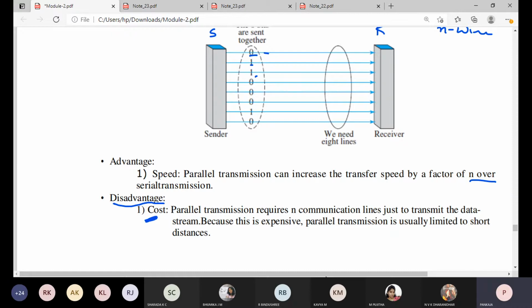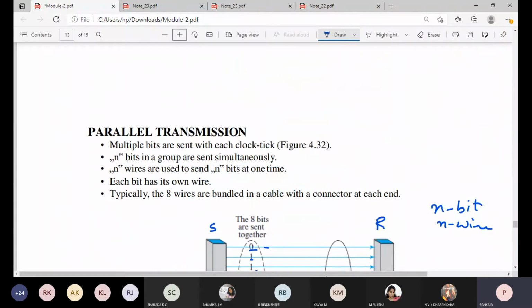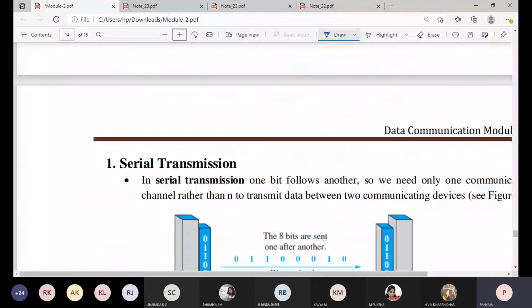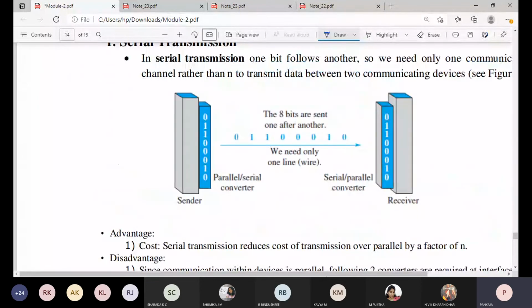And also, one more important thing is, normally the parallel transmission is limited to a short distance. Whatever technique they have used here to transmit the data in parallel transmission, it is used only for a short distance. The devices are connected only for a short distance. If it is a long distance, this is not preferred because the cost is very high. So this is about the parallel transmission. Next we'll move on to serial transmission.